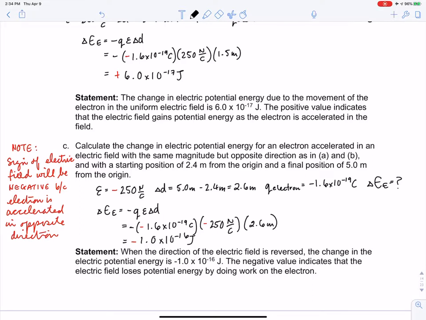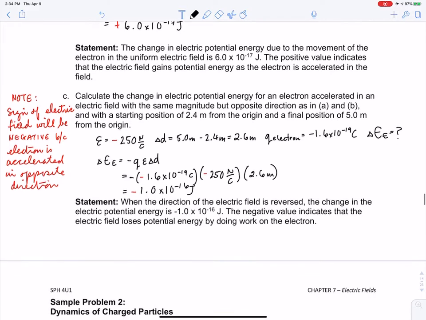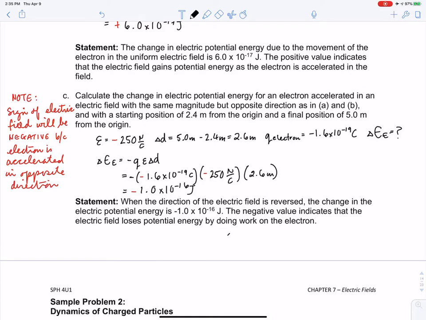Now this time, since the electron is moving in the opposite direction, it will be losing electric potential energy and therefore gaining kinetic energy. So when the direction of the electric field is reversed, the change in electric potential energy is negative 1.0 times 10 to the power of negative 16 joules. The negative value indicates that the electric field loses potential energy by doing work on the electron. And in this case, it gains kinetic energy.